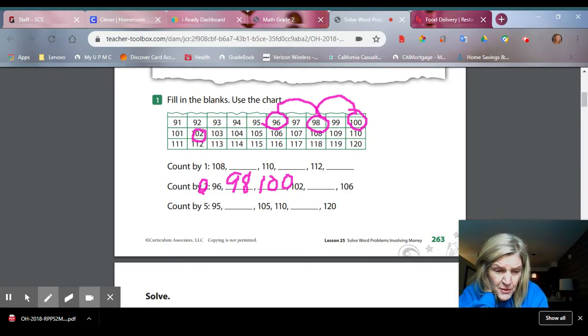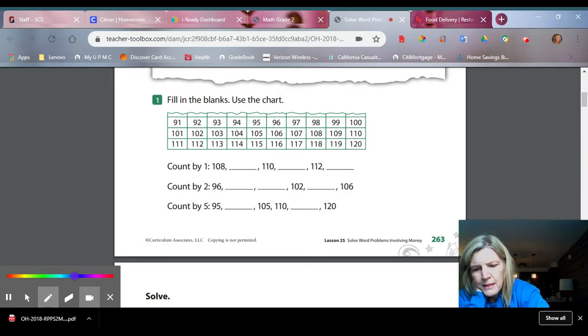What's after the 102? Well, you're going to skip 103 and go to 104. And the last number in that sequence they give you is 106, which is correct.